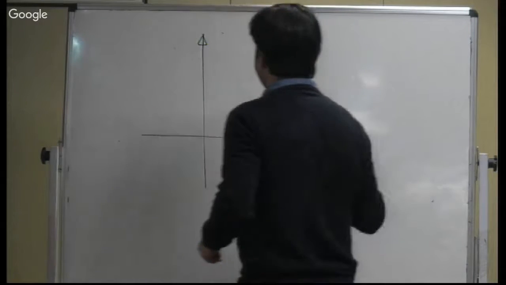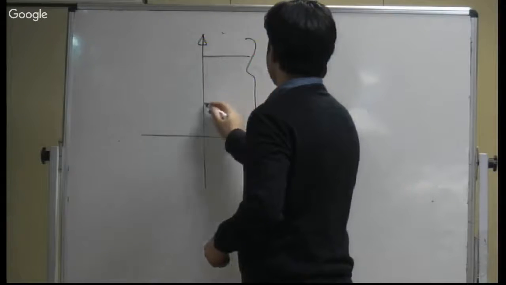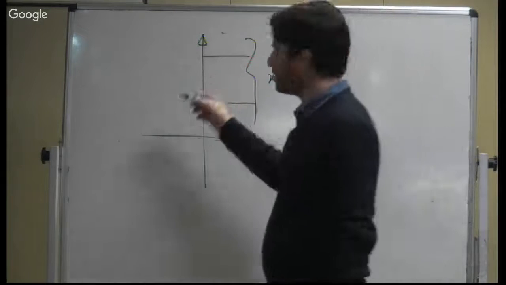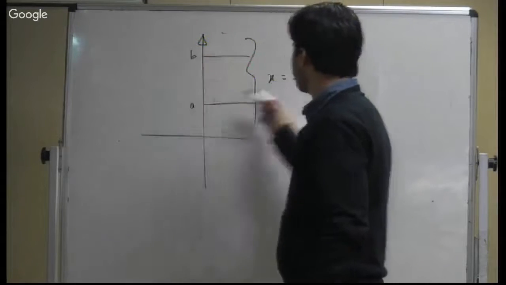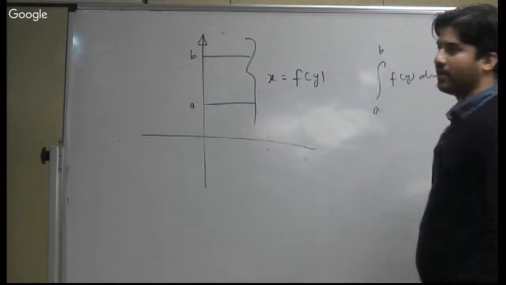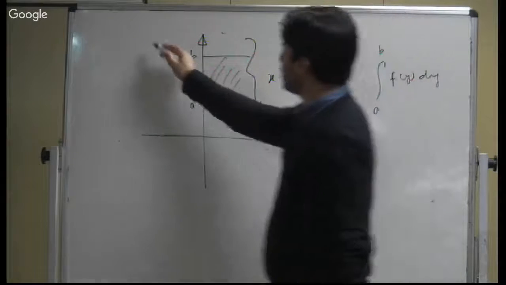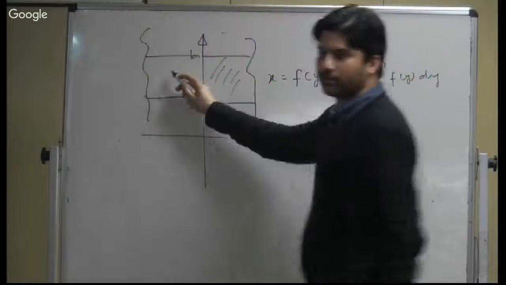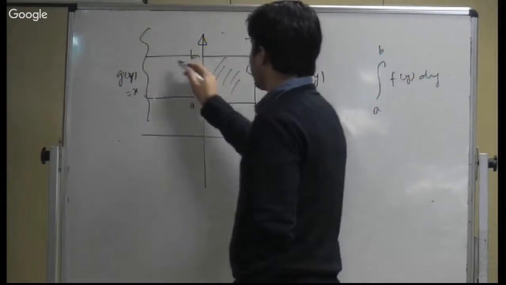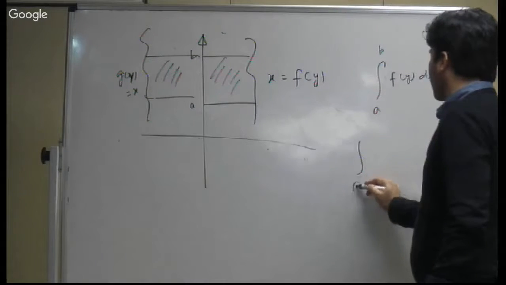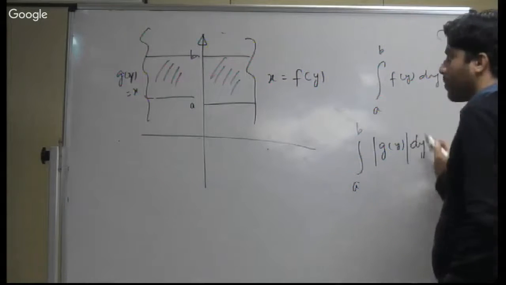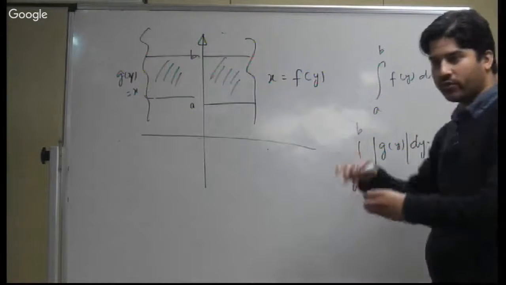So the sign convention will remain the same. Let's say this is your x is equal to fy. Okay, this is a curve, x is equal to fy. This is a, this is b. So area will be integral a to b of fy dy, right? And if I put this here, so mod. Okay, so if I put this as gy is equal to x, what will be the area of this? A to b mod of... okay. The same story for all the cases also.